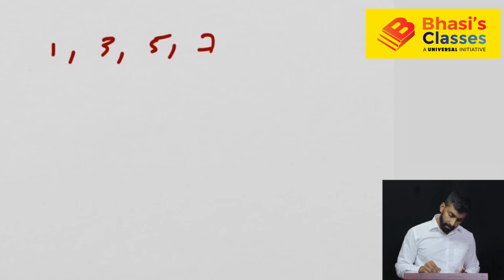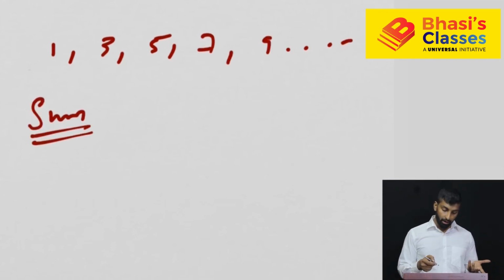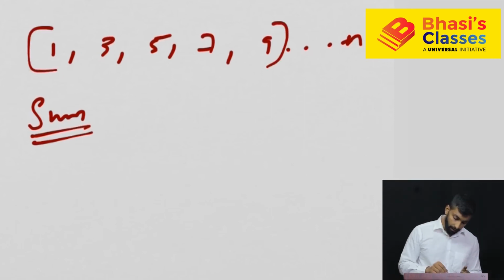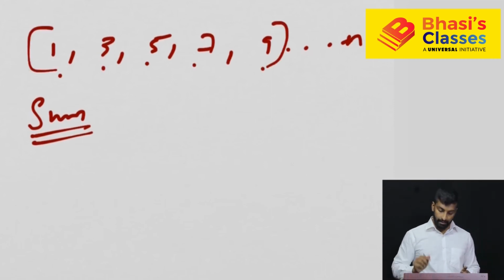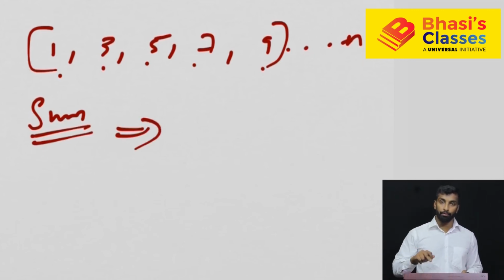Otherwise, you'll get questions like 1, 3, 5, 7, 9, etc. Find the sum. This is an AP with a common difference 2 starting with 1, and it is going on. You may get the nth term also, not a problem. Assume that you have 9 terms, or 5 terms. If you need to find the sum, this is nothing but odd numbers, the sum of first n odd numbers. That's what the question is. Your answer will be n square.